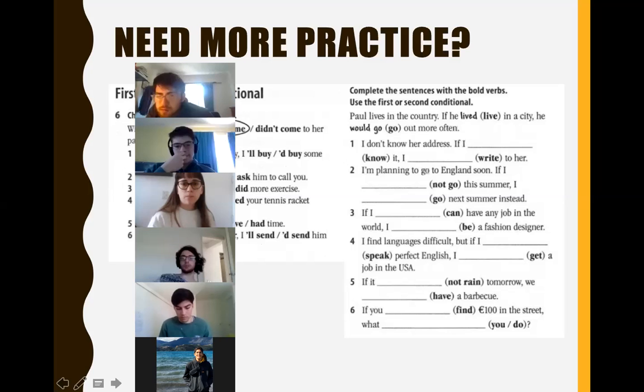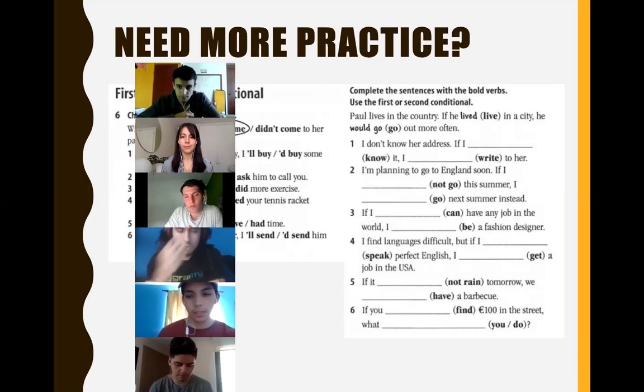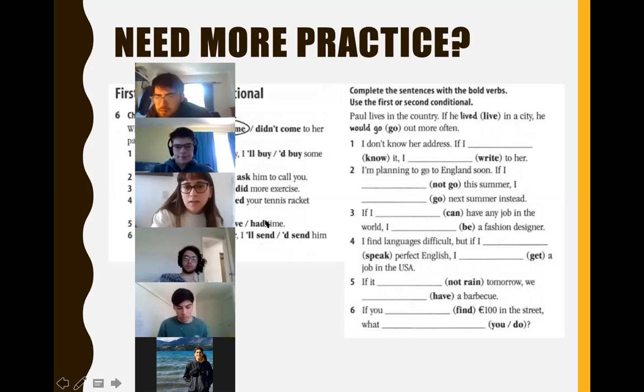Next one, number 5. Let me see. Isidora, please. If it's not rain tomorrow, we will have a barbecue. Can you repeat, please? If it's not rain tomorrow, we will have a barbecue.